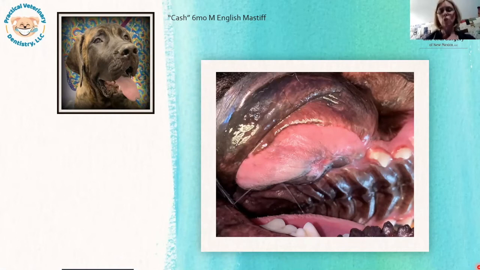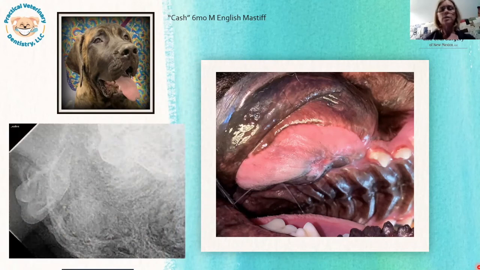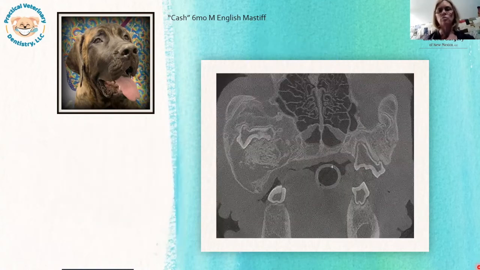But we do the cone beam CT, we see this, we say, okay, this is definitely dental structures here. We're able to open this up, identify that we're working with an odontoma. So we've got dental structures in this area. You can imagine a 6-month-old Mastiff. We've got this big, huge mass, big, huge swelling. It's bloody, it's yucky, there's lots of stuff in there. You're just kind of scooping it out. It's just very, very difficult.